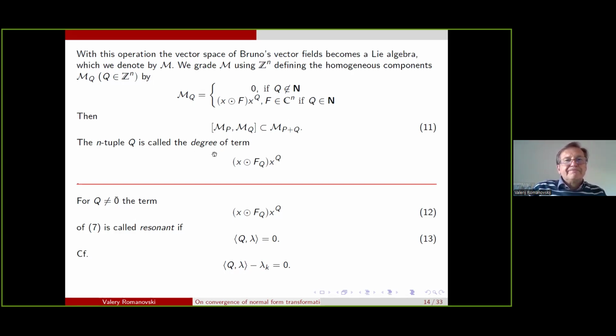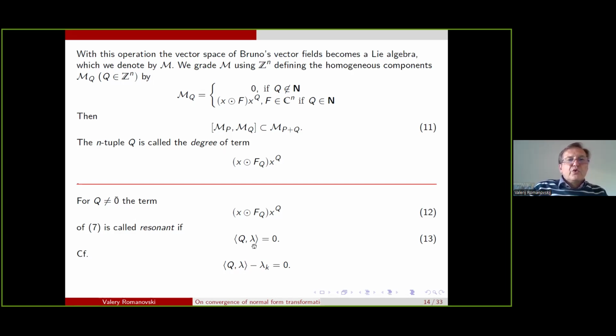And now this q is called the degree. So degree now is not a number, but degree is a vector. Yeah, degree is a vector, so it's a big difference. Usually by degree of a polynomial or vector field you mean some number, but here degree is a vector. So this q is the degree of this term.